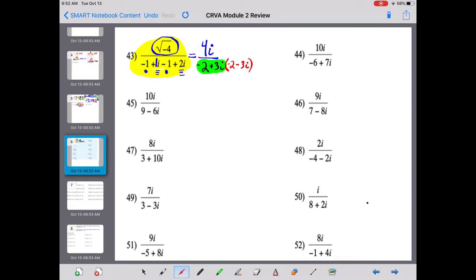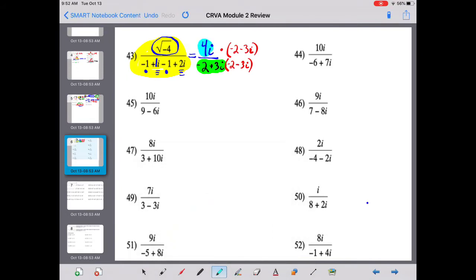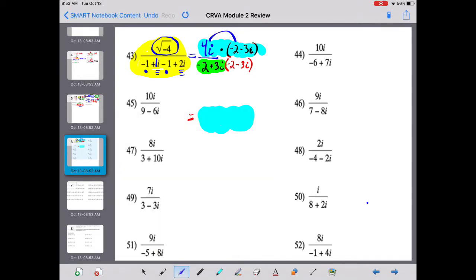Now remember, when you multiply the bottom of a fraction by something, you have to do the exact same thing on the top. And now we just simplify. And I wish I would have given myself a lot more space. So I'm going to highlight the top in blue. So our new top is going to be, when you distribute the 4i through, you get -8i and -12i squared.